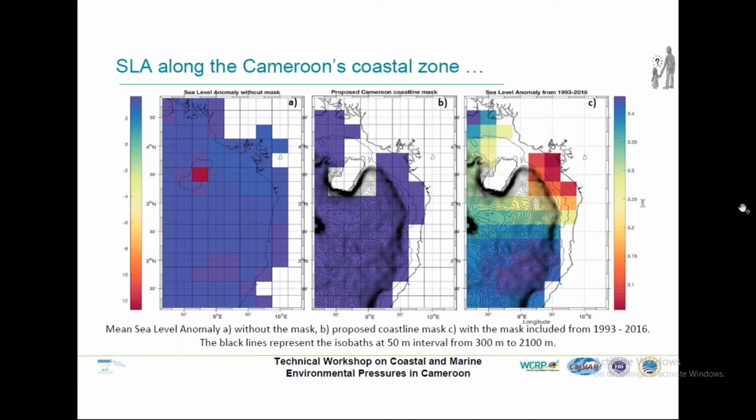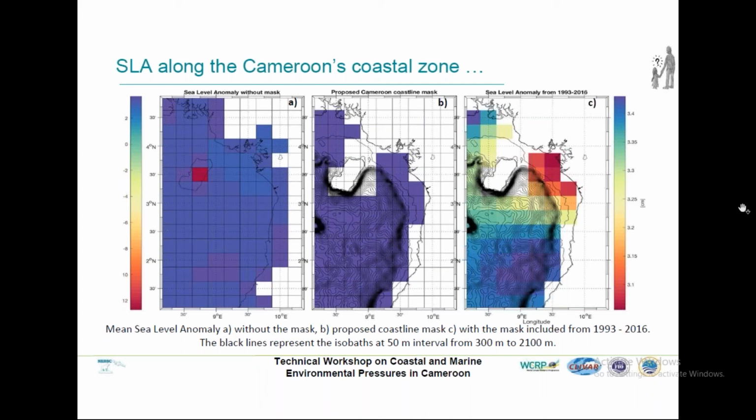So we have removed this information from figure A, and we have in figure C now the real variation of the sea level anomaly from 1992 to 2016 along the Cameroon coastline. We found out here that the sea level anomaly is varying from 3 to 3.5 centimeters. And the lowest sea level observation is along the bay of Douala, and the most important is found in the southern part, from Kribi up to Campo in Equatorial Guinea.